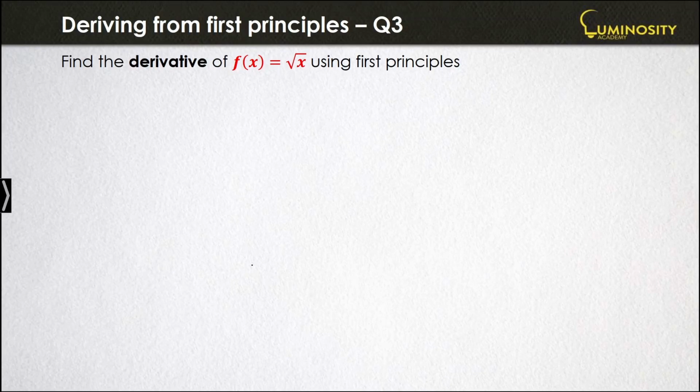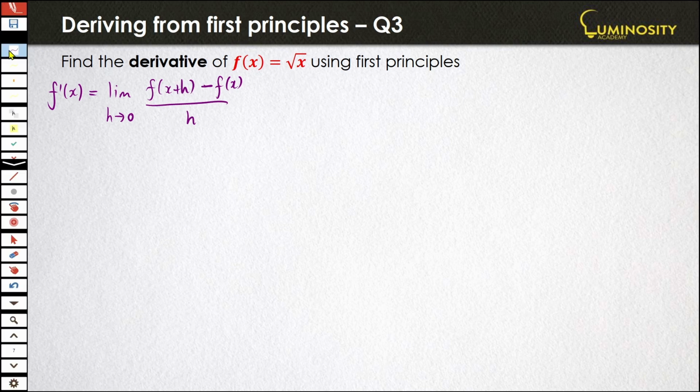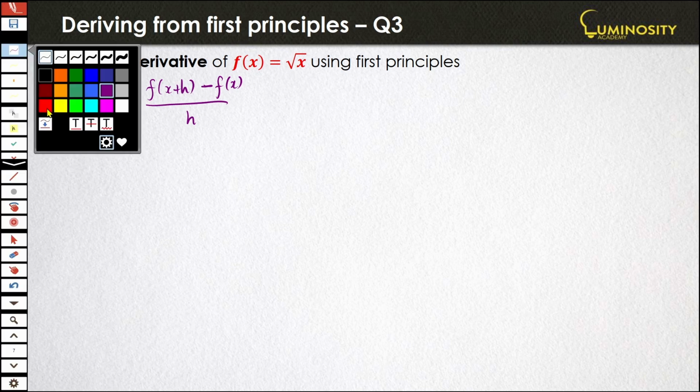What is the derivative? Let's have a look at question 3 for deriving from first principles. So again, the first derivative, f prime x, is defined as the limit as h tends to 0 of the average gradient formula. So let's write that down. All right, and then as usual, I'll perform my algebraic gymnastics on the side.